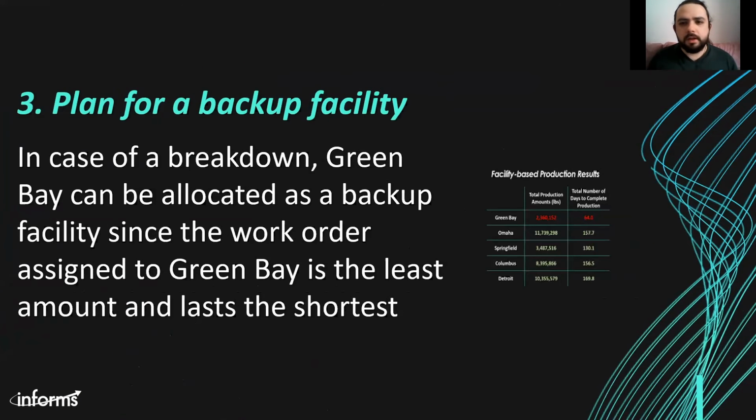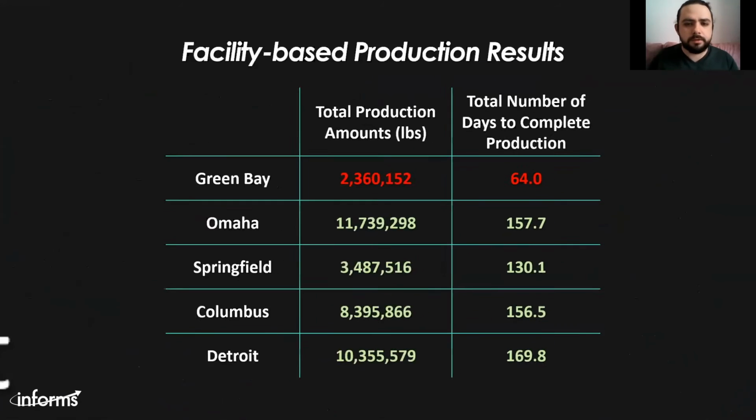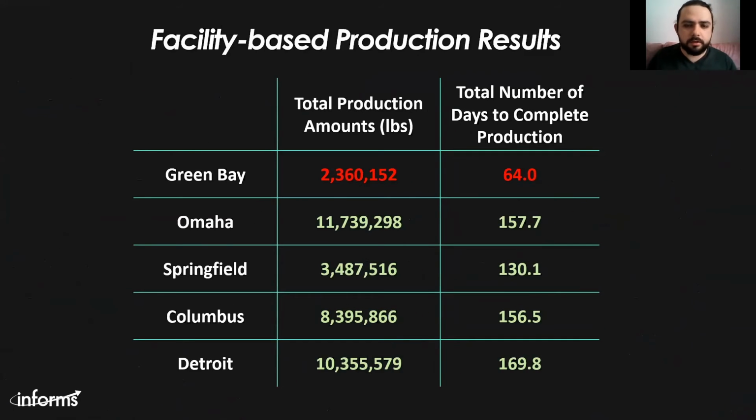Our third and last recommendation considers the facility at Green Bay. In case of a breakdown, Green Bay can be allocated as a backup facility since the work order assigned to Green Bay is the least amount and lasts the shortest. Here, as you can see in the table. That was all our recommendations.